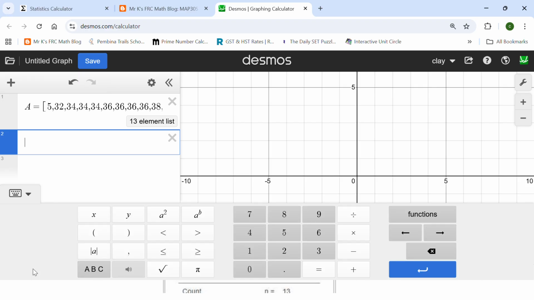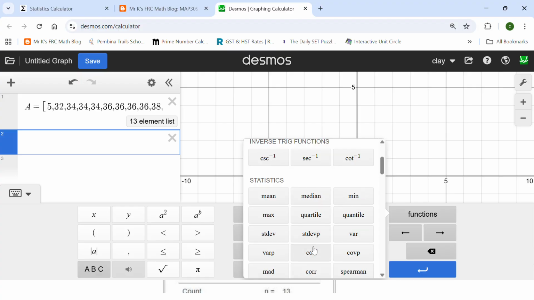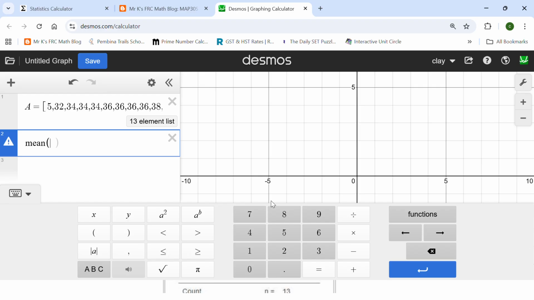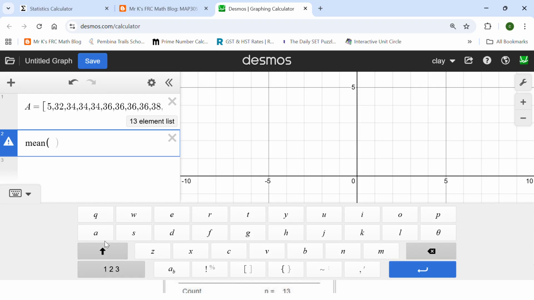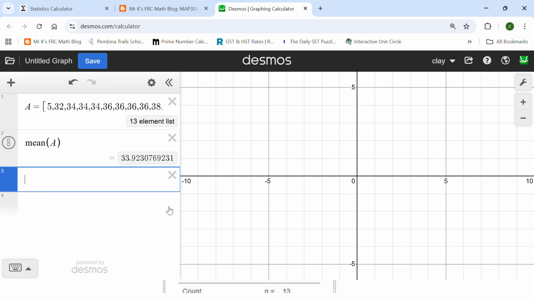Go to our keyboard and go to functions. Go to statistics functions and type mean. That's probably less work than trying to type on the keyboard on your phone. And again, this part you still have to type: you still want the mean of set A. And then you can find the median of set A. Same trick.